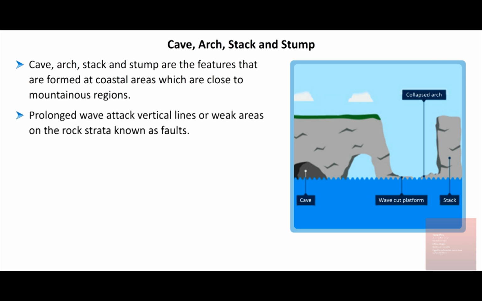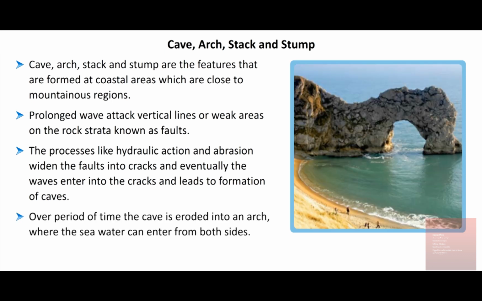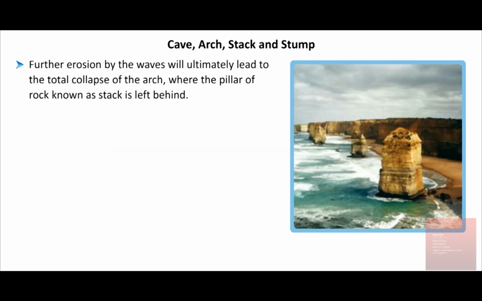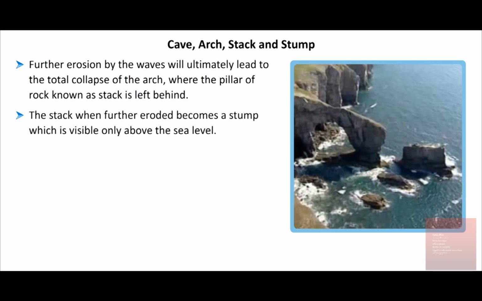Prolonged wave attack targets vertical lines or weak areas on the rock strata known as faults. Processes like hydraulic action and abrasion widen the faults into cracks, and eventually the water enters into the cracks and leads to the formation of caves. Over a period of time, the cave is eroded into an arch where the sea water can enter from both sides. Further erosion by the waves will ultimately lead to the total collapse of the arch, where the pillar of rock known as stack is left behind. The stack, when further eroded, becomes a stump, which is visible only above the sea level.